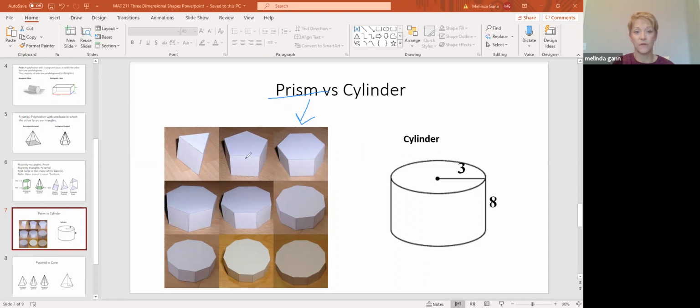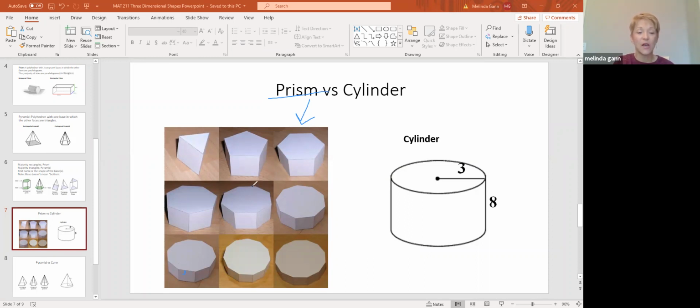This has 1, 2, 3, 4, 5 sides. That's a pentagonal prism. This one's got 6 sides. That's a hexagonal prism. Look at this one. It's got 1, 2, 3, 4, 5, 6, 7, 8, looks like 9. That'd be a nonagonal prism. All right. This one's got 8. It's an octagonal one. If you count this one, let's say I'm going to put a mark right there so I don't lose track. So I've got 1, 2, 3, 4, 5, 6, 7, 8, 9, 10. That's a decagonal prism.